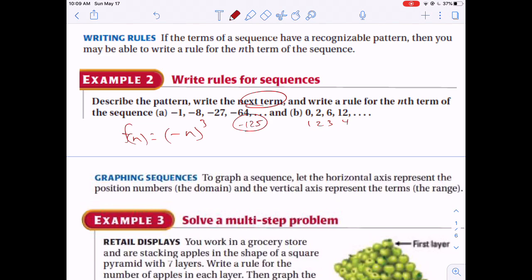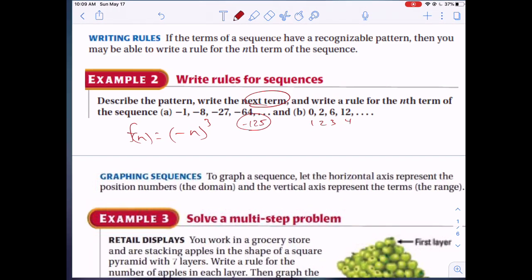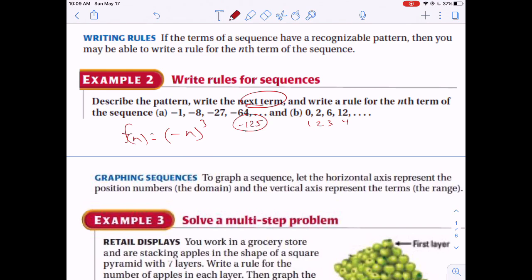2 times 3, 2 times 4, 3 times... Okay, so if you look at this, this is 2 times 1, 3 times 2, 3 times 4. Next one's going to be 4 times 5, 5 times 6. Do you hear what I'm saying? So f of n, I'm going to take the number n times n minus 1.